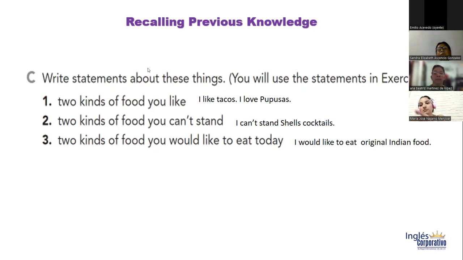Yeah. Okay. I like Chinese food and pupusas. I can't say shell cocktails too. Okay. I love to eat seafood, especially shrimps. I can't say shell cocktails either, Patricia. Remember that when it's negative, we use either. Yes, very good, Milagro. Seafood. I like hamburgers and tacos. I can stand rellenos de whiskey.